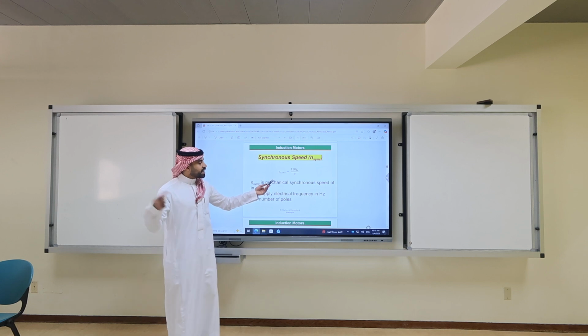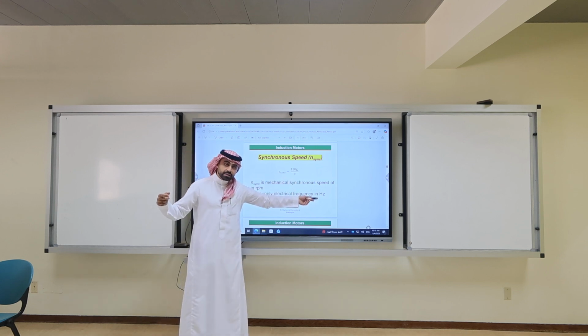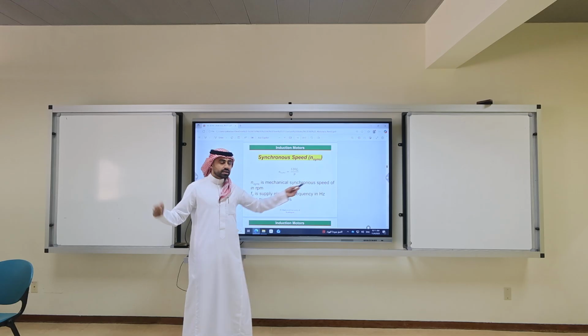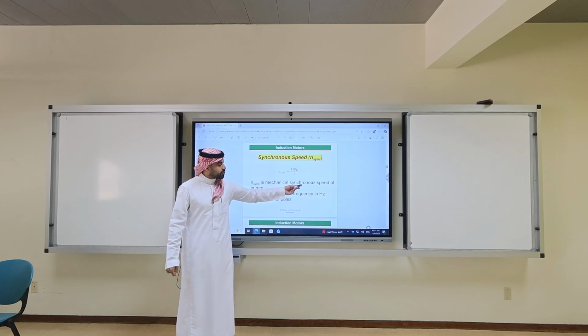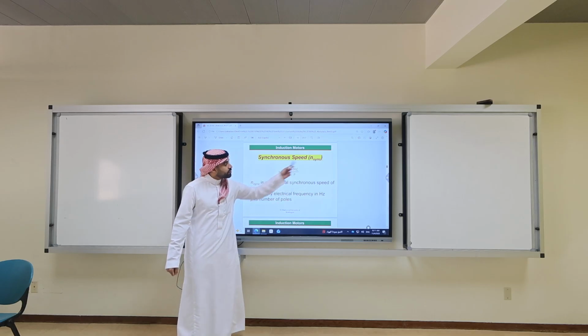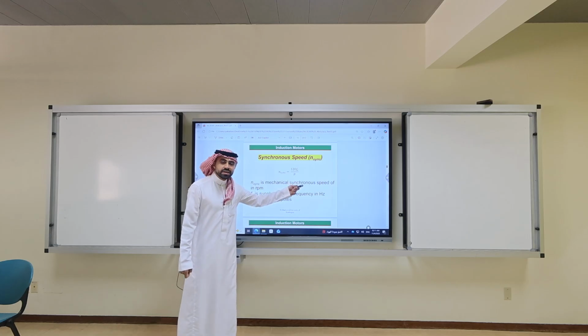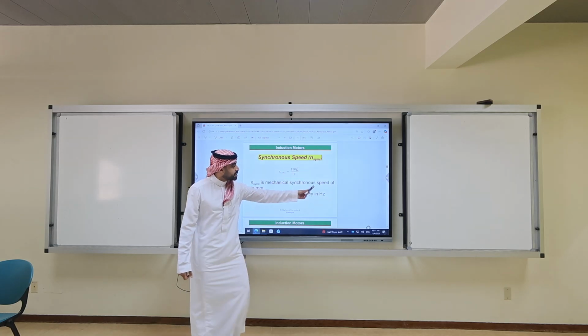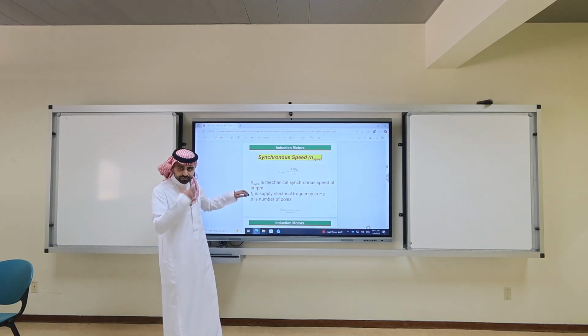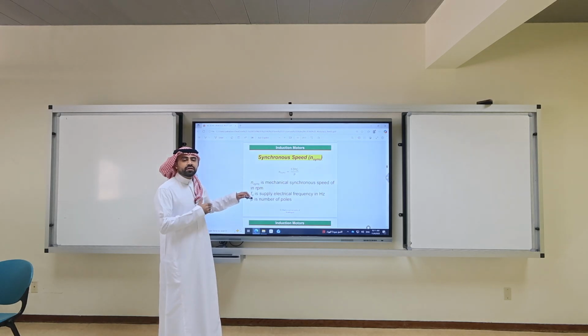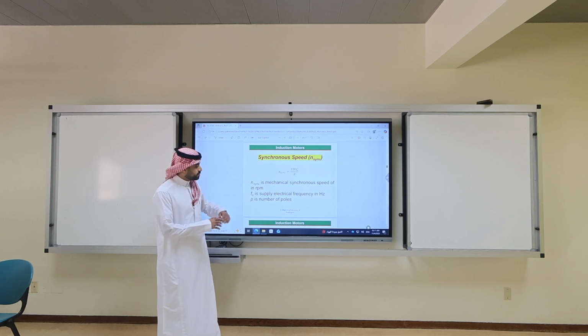So n sync is the mechanical synchronous speed. Why do we call it mechanical? Because it's an actual movement that you can measure with a tachometer. Synchronous means it is in sync with the frequency. It means what? It is in sync with the 60 Hertz. Speed in RPM. Fe is a supply, 60, 50, or if you have an inverter, you might have higher frequency to control the speed of the induction machine.